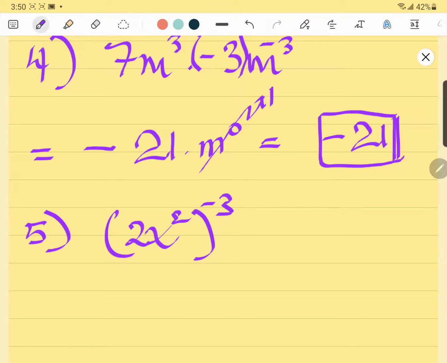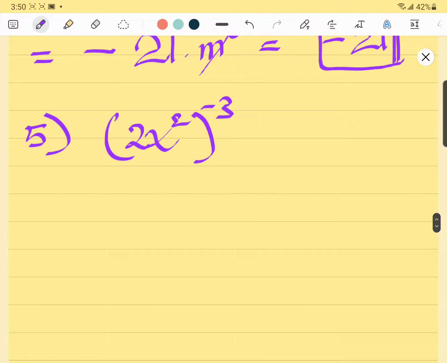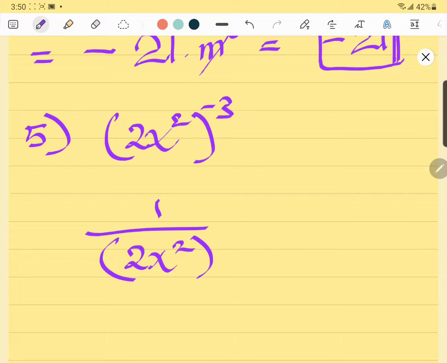All right, so this is number 5, guys. The expression that we have is 2x raised to the second power. That quantity is raised to the -3 power, and we want to simplify the expression. So we're going to first use the rules of exponents. We're going to use the negative exponent rule to rewrite this expression as 1 over 2x to the second, now raised to the third.